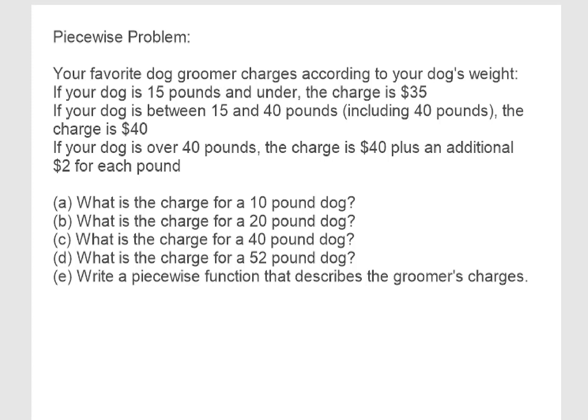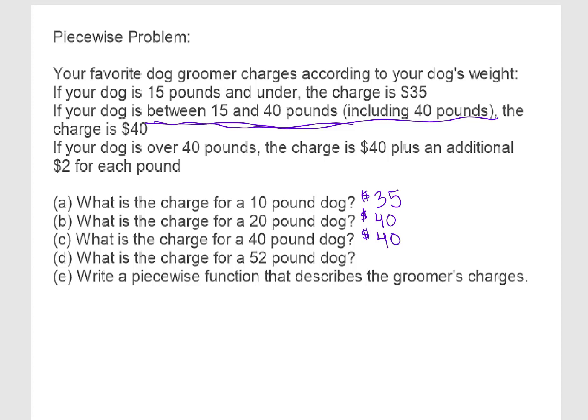Well, if my dog is 15 pounds and under, the charge is $35. So that would fit into the $35 range. What if my dog was 20 pounds? Okay, well, if my dog is between 15 and 40 pounds, then it's a $40 charge. Okay, what is the charge for a 40-pound dog? Well, that same range between 15 and 40 pounds includes the 40 pounds. So that would be $40 still.